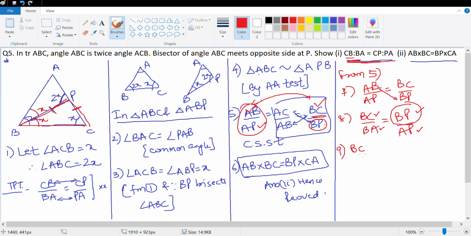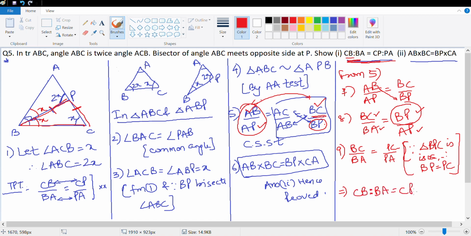Number 9, BC upon BA is equal to PC upon PA. Since triangle BPC is isosceles, therefore BP is equal to PC. So I have replaced BP with PC, which gives me the answer that they want, which is CB is to BA is equal to CP is to PA. I hope you realize why we did not get that trick here initially, because we got an isosceles triangle and they replaced PB with PC. That's why we did not get this. Had we looked at this one, it still would have worked.